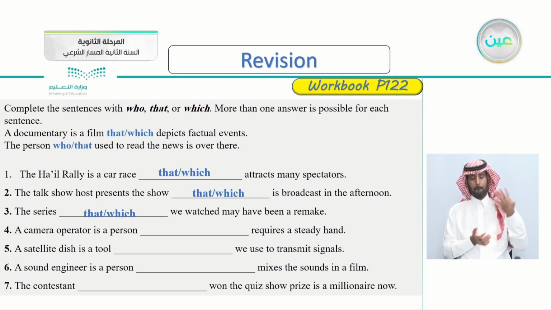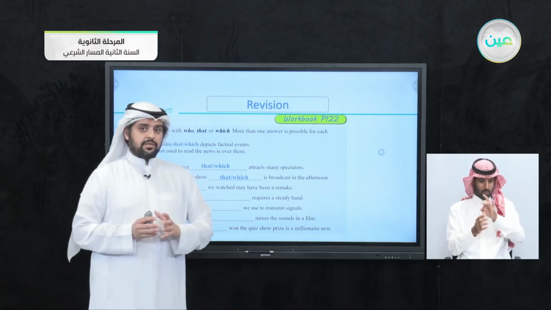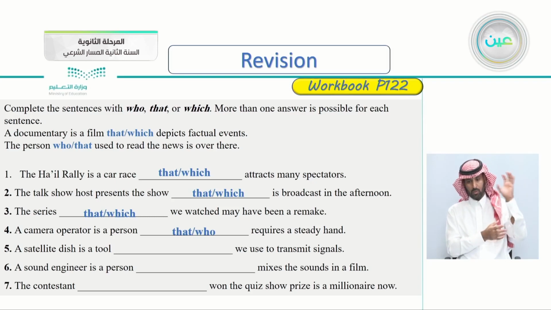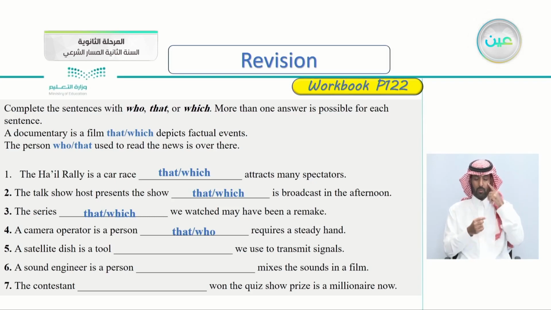Number 4, a camera operator is a person who requires a steady hand. A person. So now we're talking about a person, not a thing. So we say, yes, that or who requires a steady hand. Excellent. Number 5, a satellite dish is a tool we use to transmit signals. Again, a satellite dish. So we're talking about an object here. The satellite dish, you know it, is a tool, yes, that or which we use to transmit signals.